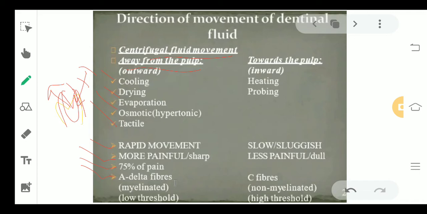Also there are A delta fibers which are involved in this particular movement of the fluid. But when the centrifugal fluid movement is inwards, towards the pulp, in such condition heating and probing sensation will be there, the pain is going to be less sharp and more dull, and also the C fibers are going to be involved in it.